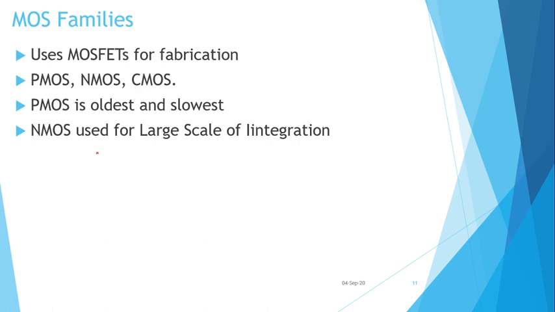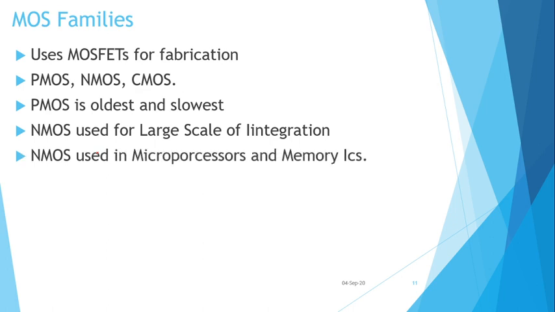NMOS is used for large scale integration, LSI, as I said. It is used in microprocessors and memory ICs. Now if you have your desktop or personal computer, just open your CPU and you will find a RAM IC that is removable. You can remove that RAM IC. RAM is random access memory. It's not removable access memory. It's RAM, random access memory. But you can remove that RAM IC. So again, they are integrated circuits. In that, this NMOS technology is used.